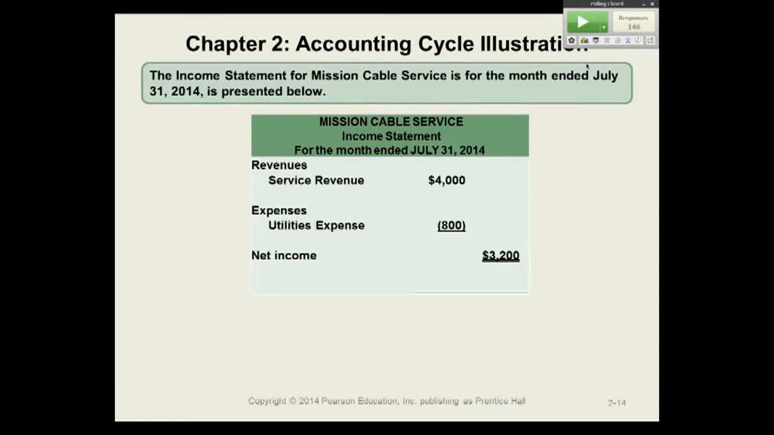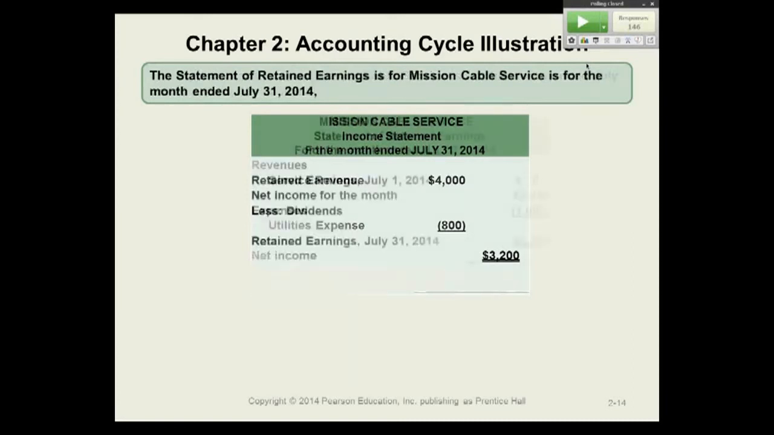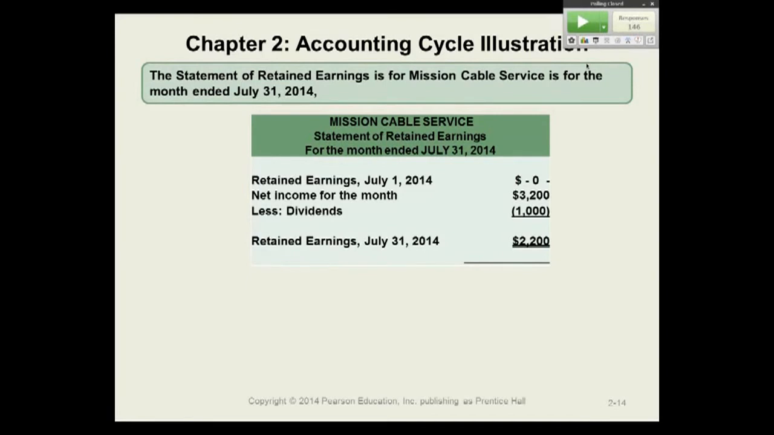It would be beginning retained earnings. How does retained earnings go up? Net income, revenues, and expenses. How does it go down? Dividends or a net loss, but dividends. So in our example, we're going to have a very simple statement of retained earnings, and that is beginning retained earnings happens to be zero in this example. You have net income for the month, $3,200. You paid $1,000 in dividends, and the ending retained earning balance is 2,200. Now that is needed to balance the balance sheet, because the balance sheet will not balance without that number.